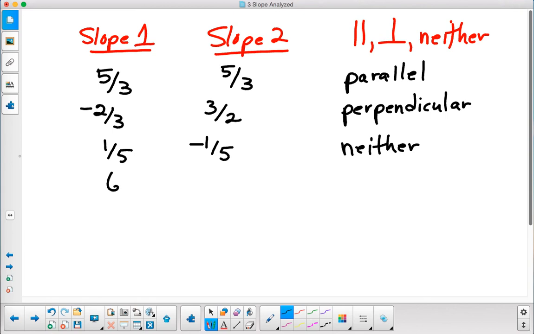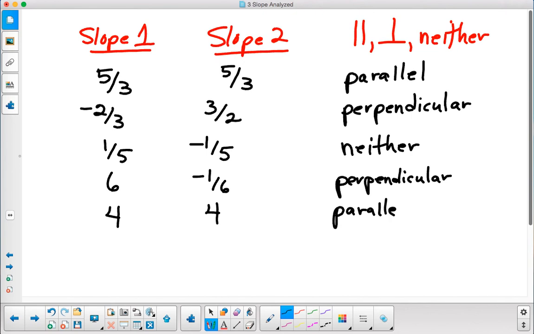So a slope of 6 and a slope of -1/6, perpendicular. A slope of 4 and a slope of 4, parallel, and so on. So you'll have a short worksheet and some out of the book.